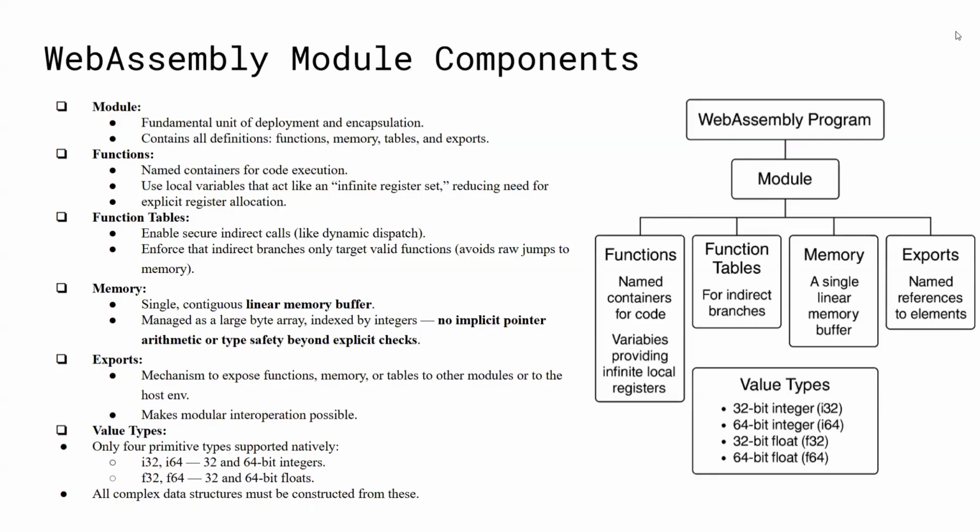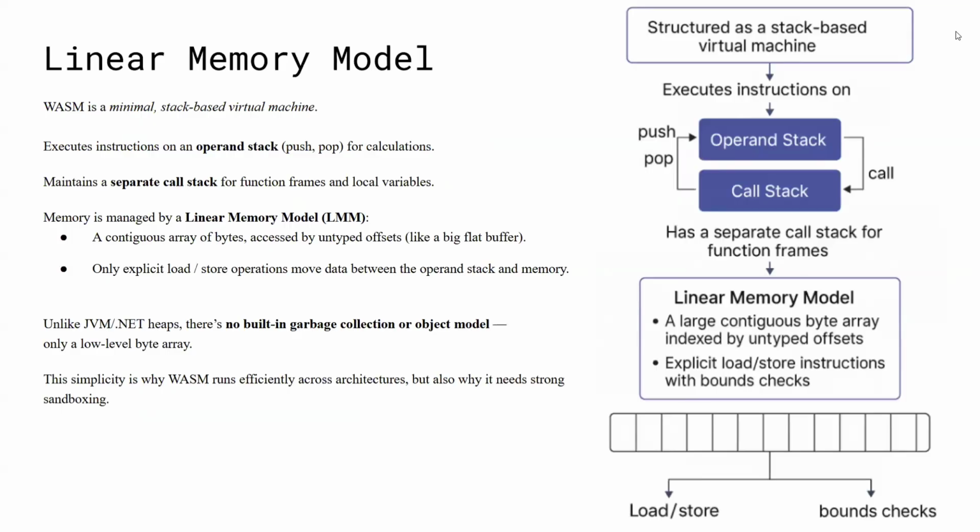WebAssembly is a very simple format compared to other high-level languages. It supports only four value types: 32-bit and 64-bit representations, integer and floating point. That's it. Any other data structure representation, such as strings or complex objects, you will have to convert into one of these formats, and they will be accessed via the memory. That is how simple and precise WebAssembly was constructed. And as I said, when it comes to the memory model, it is a very simple stack-based virtual machine. That is WASM.